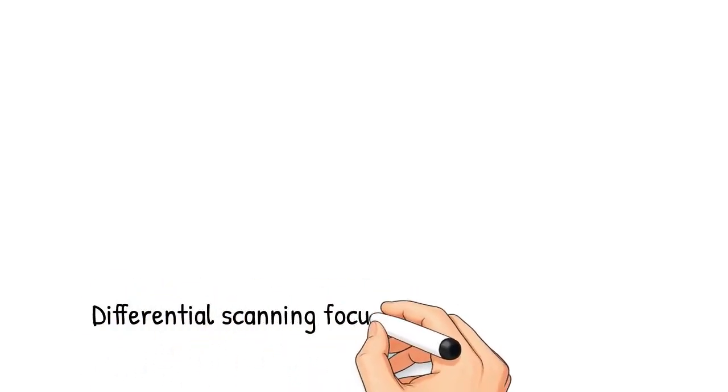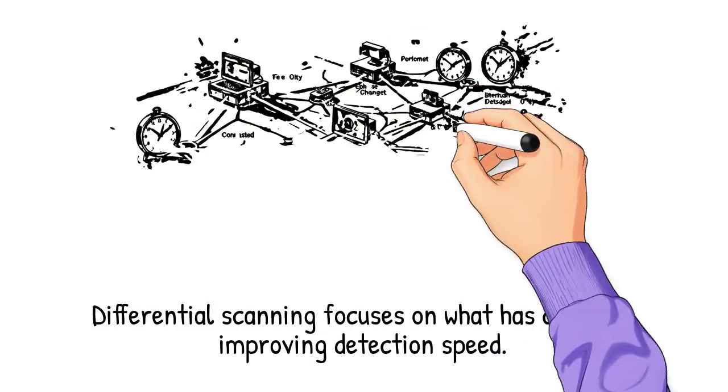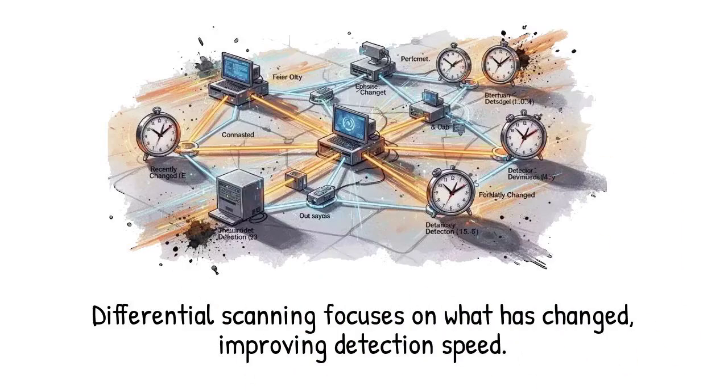Instead of scanning everything every time, differential scanning focuses on new assets, changed configurations, updated software, and newly discovered vulnerabilities. This reduces load and speeds up detection.